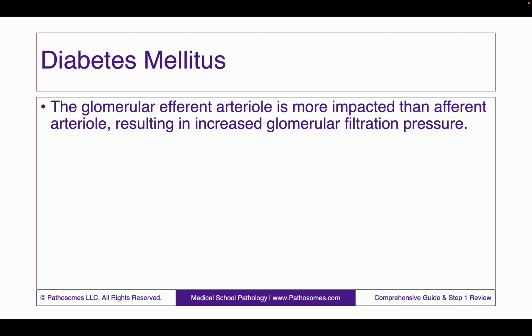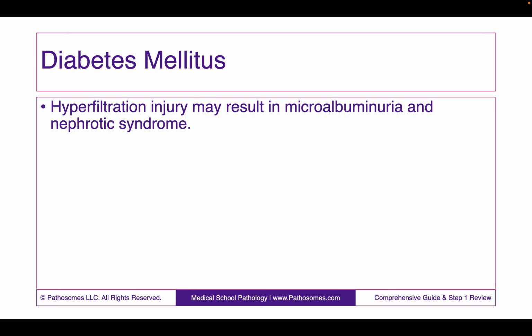In regards to glomerular efferent arterioles, they can be affected by diabetes because the glomerular efferent arteriole is more impacted than the afferent arteriole, and this results in increased glomerular filtration pressure. Hyperfiltration injury may result in microalbuminemia and nephrotic syndrome.